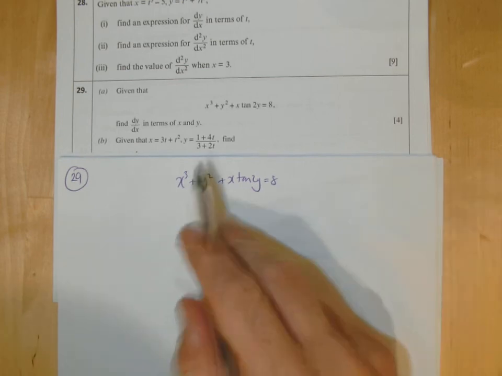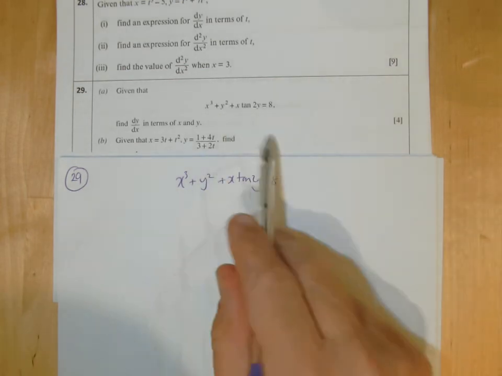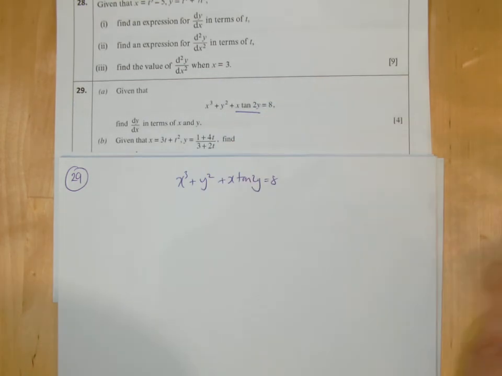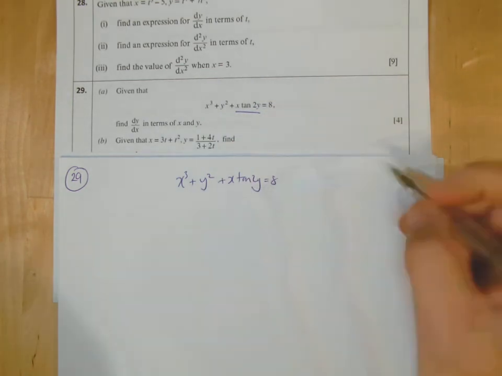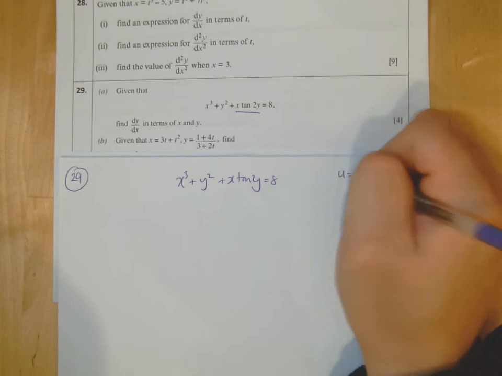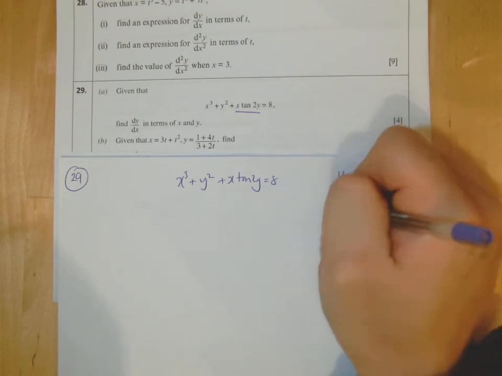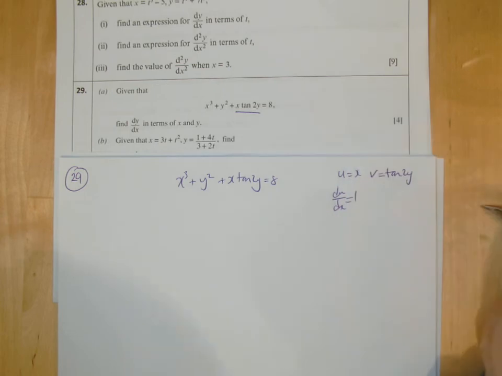Question 29, part A. So this is like implicit differentiation again, right? And always look for a product. There's usually a product in this question. So you've got your product there. So your u is equal to x, your v is equal to tan 2y. So du/dx is equal to 1.